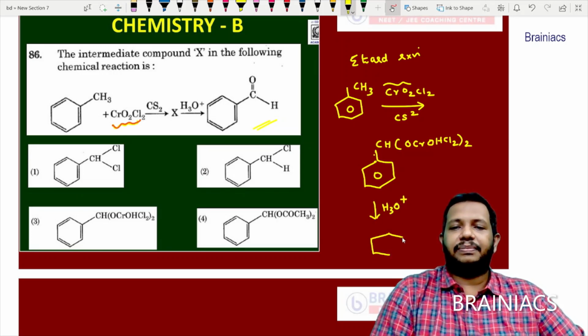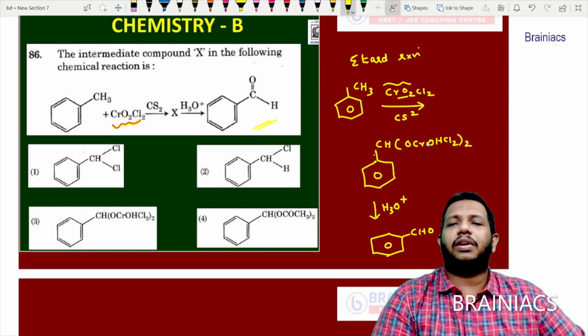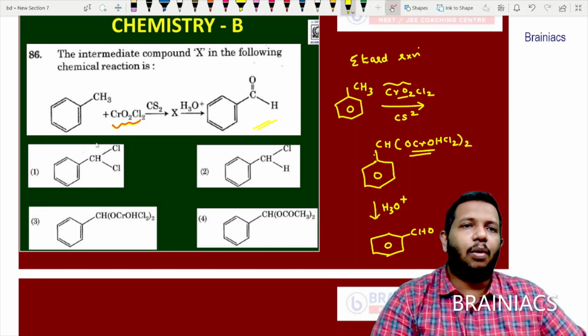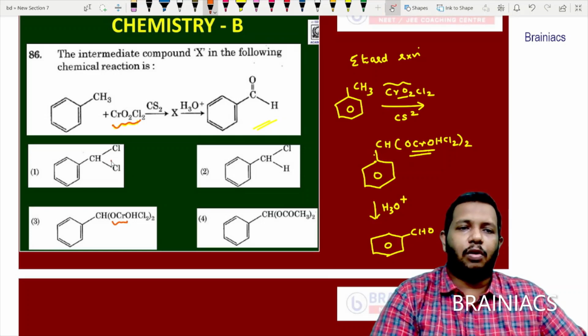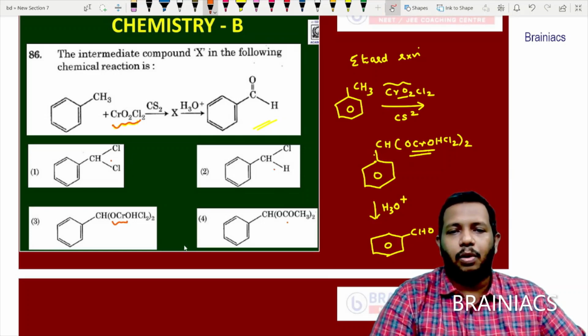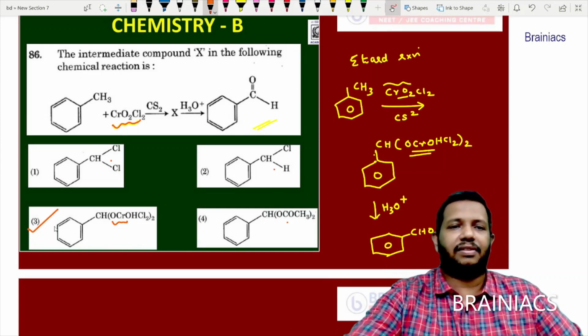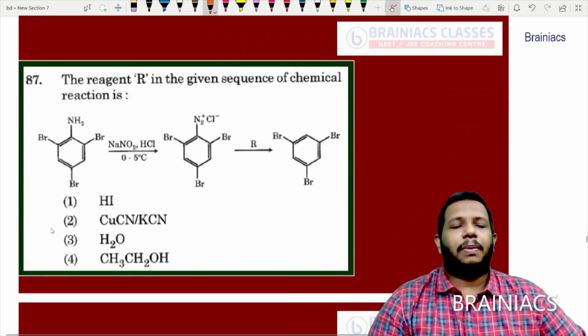So the best way to remember this is that chromyl chloride is used, so here also it's a chromium complex. In NCERT they are telling it's a chromium complex. From the given options, this is the only compound which has chromium as part of it. There is no chromium here, here, or here. So from that itself I could understand option 3 is the correct answer. Clear? Very direct question.